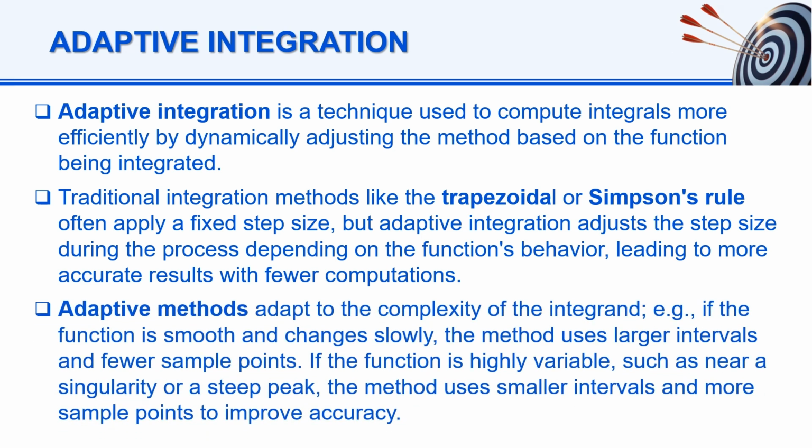Adaptive methods adapt to the complexity of the integrand, e.g., if the function is smooth and changes slowly, the method uses larger intervals and fewer sample points. If the function is highly variable, such as near a singularity or a steep peak, the method uses smaller intervals and more sample points to improve accuracy.